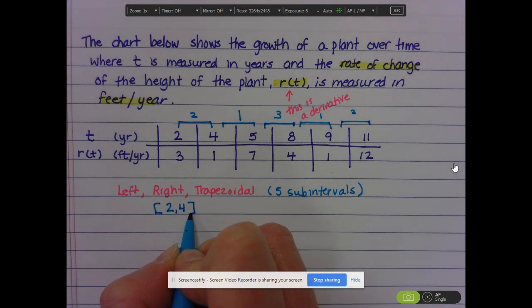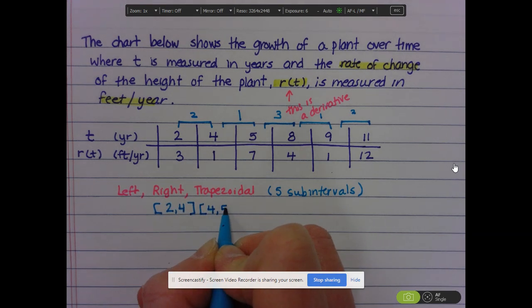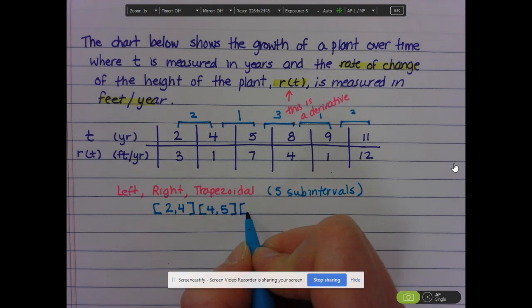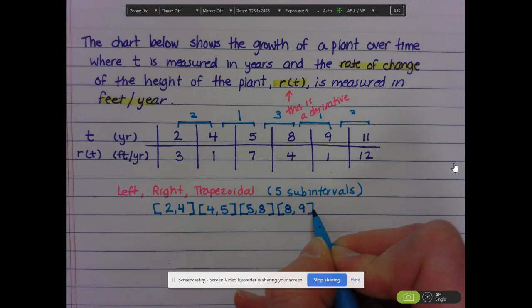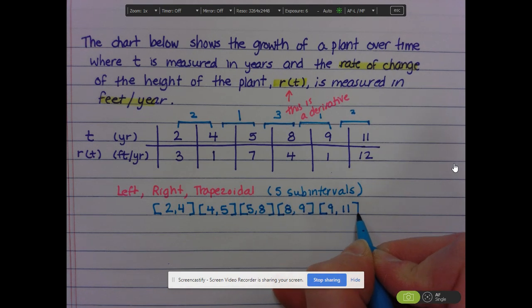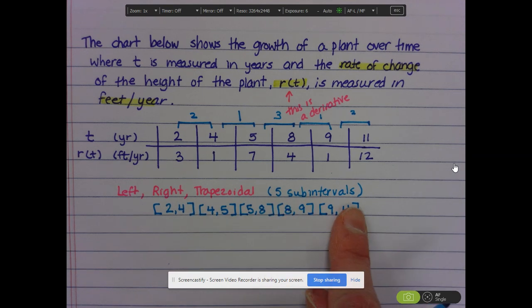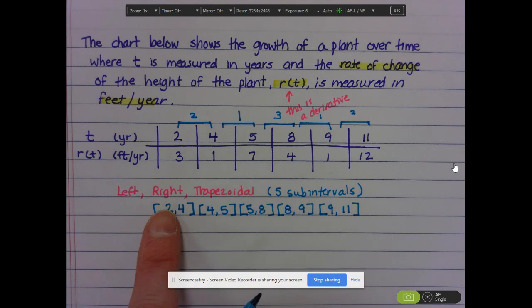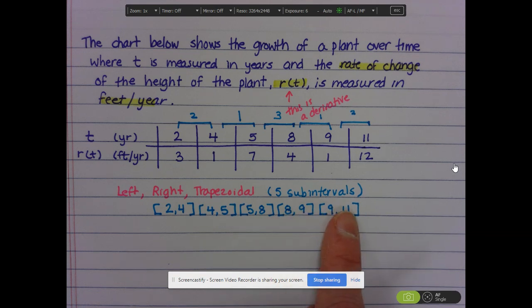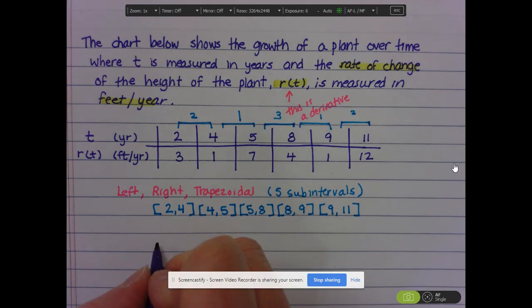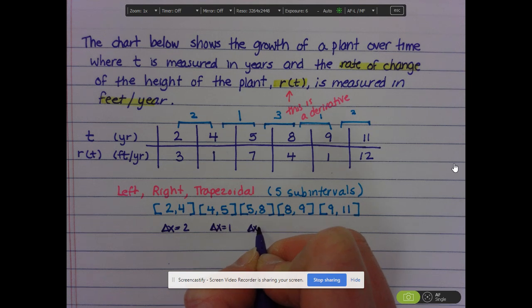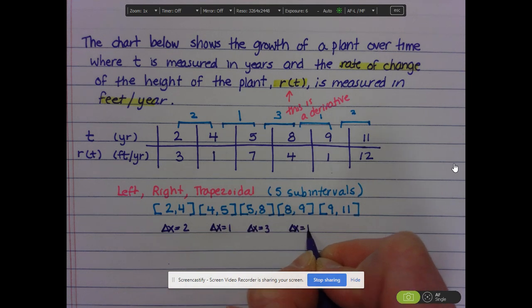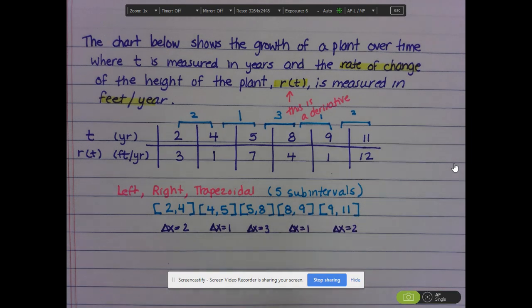Same thing I always still write down. My first interval goes from 2 to 4. My next interval goes from 4 to 5, 5 to 8, 8 to 9, and 9 to 11. 1, 2, 3, 4, 5. So either 5 rectangles or 5 trapezoids. But again, notice the difference between each interval. The interval widths are not the same, so our delta x is different for each one. So again, here we are: 2, 1, 3, 1, and 2.